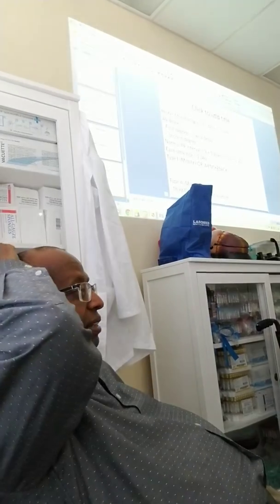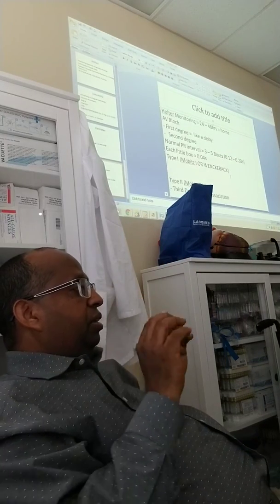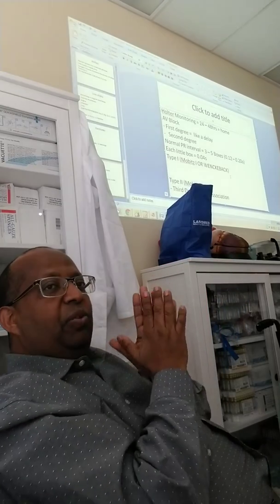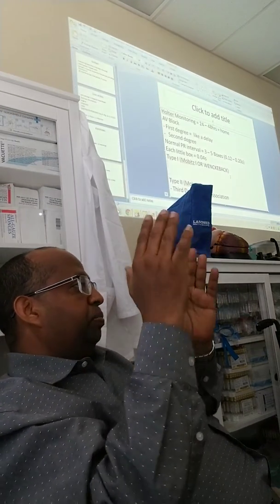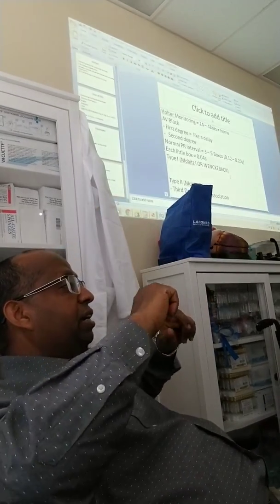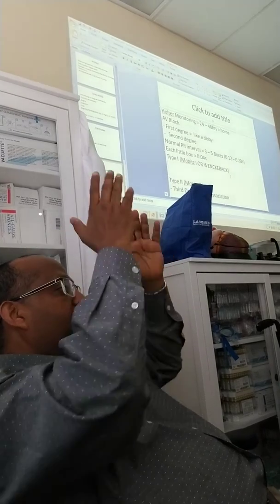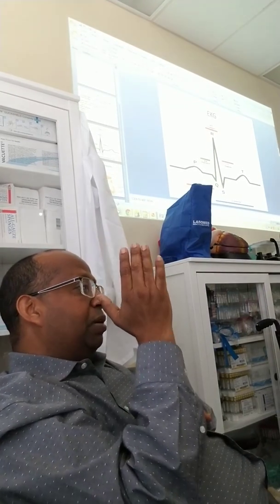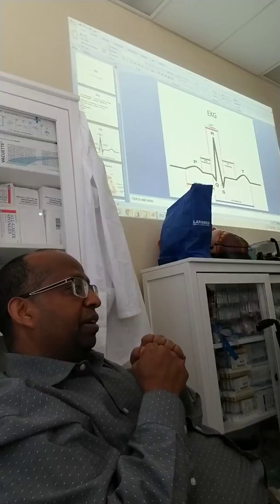So in this second degree type 1, what's happening is that the PR interval is prolonging progressively. It means first it will be, let's say, 0.22, then the next beat 0.24, then 0.26, and it increases. And at one point, because it's lengthening, it will break. And when it breaks, the QRS that comes here drops. That means it doesn't come. It means at one point, the ventricles don't get the impulse for contraction.